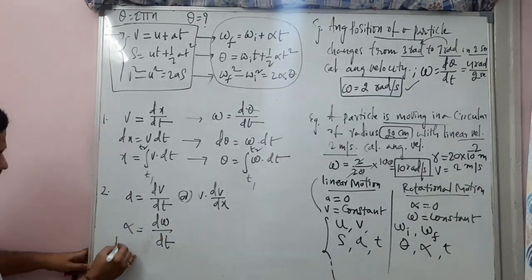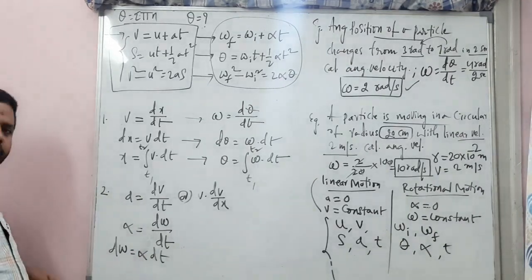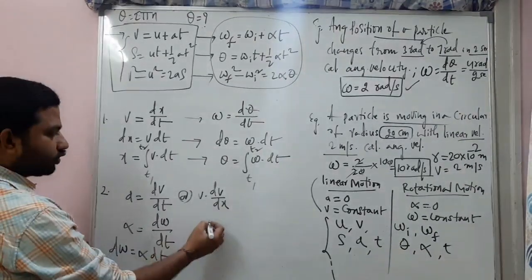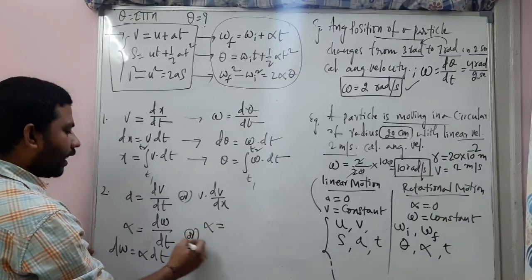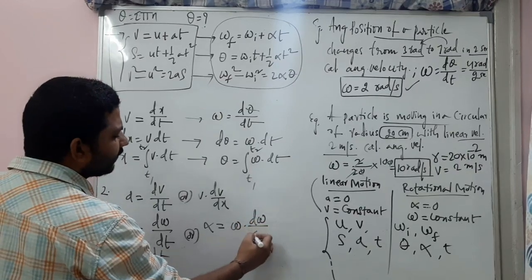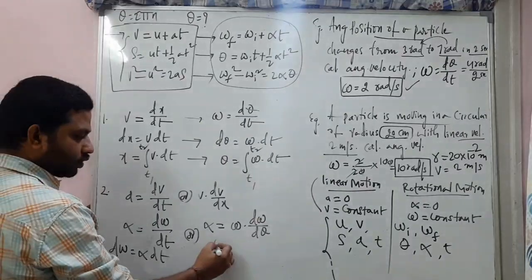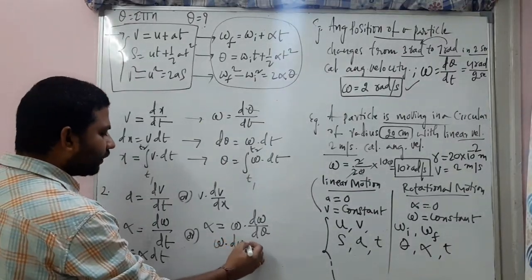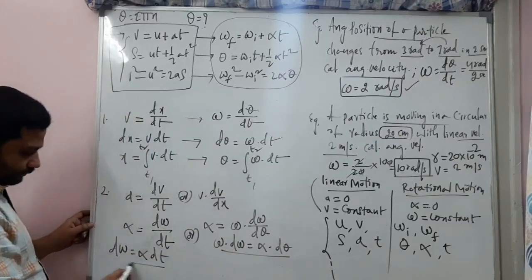So d omega is equal to alpha dt, right? Integrate, you can do it. So this also can be written: alpha is equal to omega into d omega by d theta. Carefully see, omega into d omega is equal to alpha into d theta.